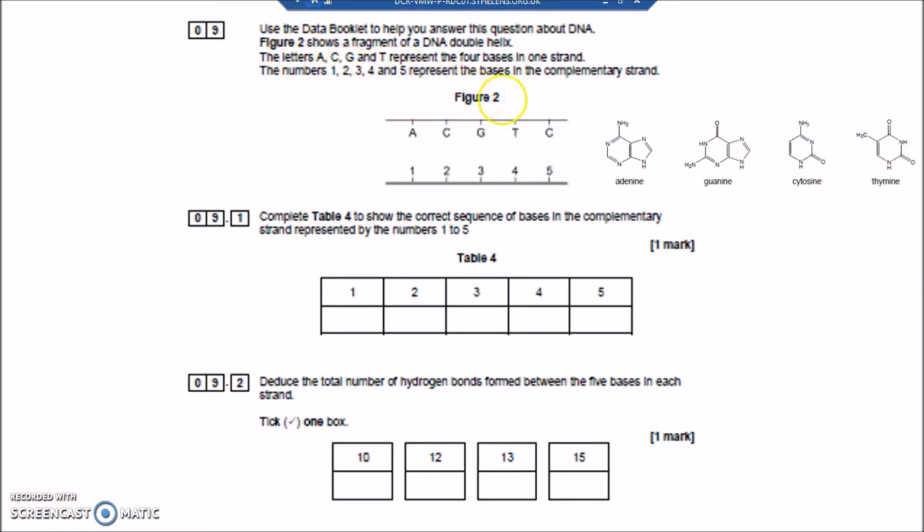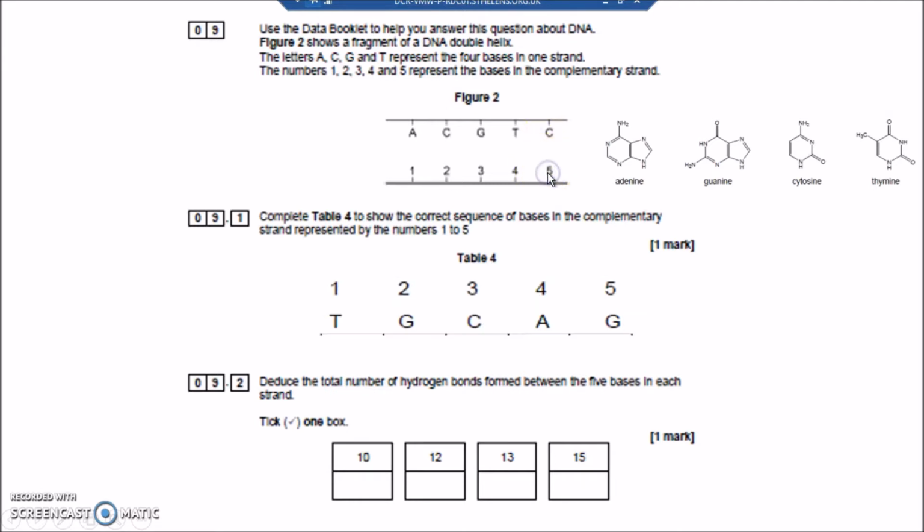So in question 9 we've got some bases: adenine, cytosine, guanine, thymine and cytosine. Again, it's asking us what bases they'd match up with: 1, 2, 3, 4, 5. Well, adenine matches up with thymine, and thymine matches up with adenine. Guanine matches up with cytosine, and cytosine matches up with guanine. So 1 is a thymine, 2 is a guanine, 3 is a cytosine, 4 is an adenine, and 5 is a guanine again.